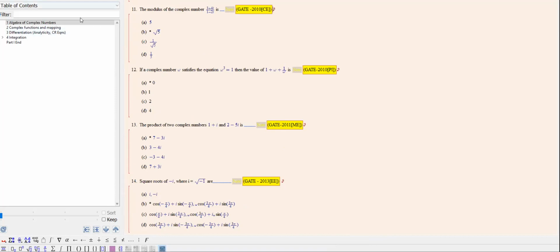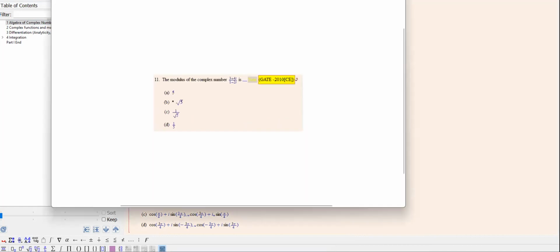Okay. The next one is on cube roots of unity.